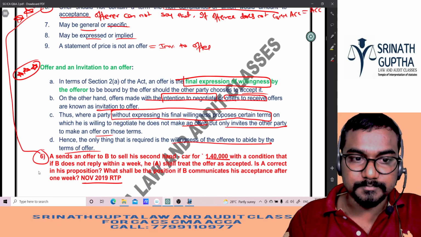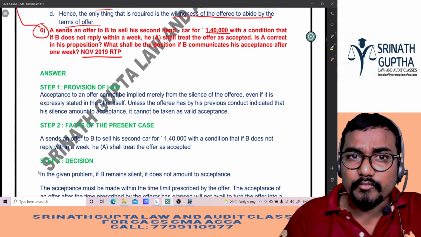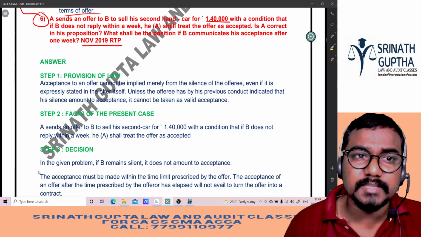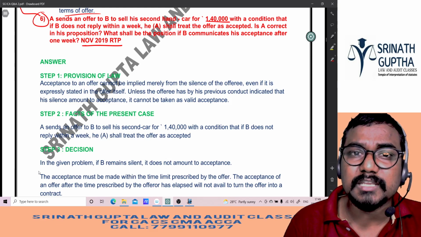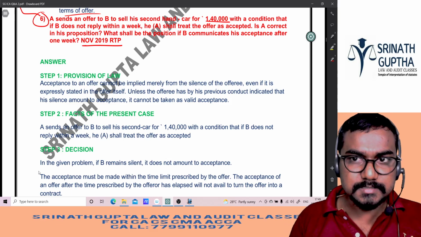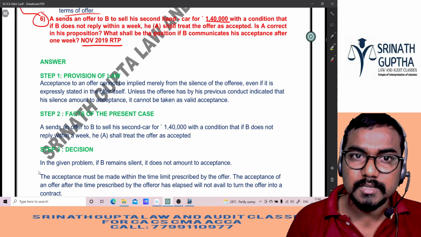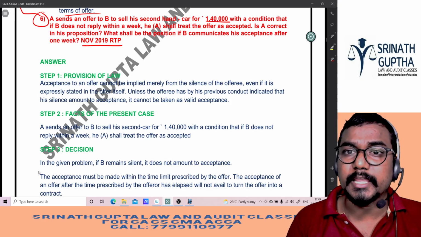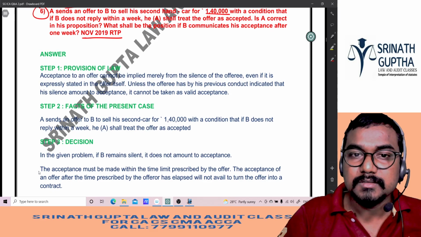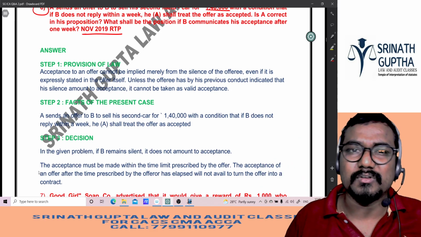Question related to sixth point only. A sends an offer to B to sell his second-hand car for 1,40,000 with the condition that if B does not reply within a week, A shall treat the offer as accepted. Is A correct in his proposition? What shall be the position if B communicates his acceptance after 1 week? So first of all, the offer is not a valid offer, beta.